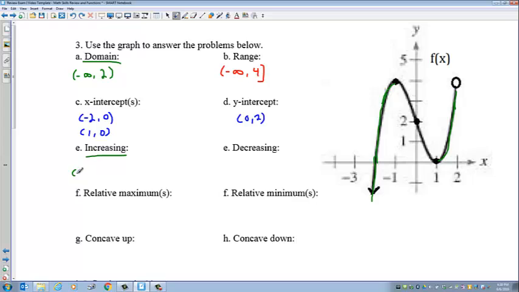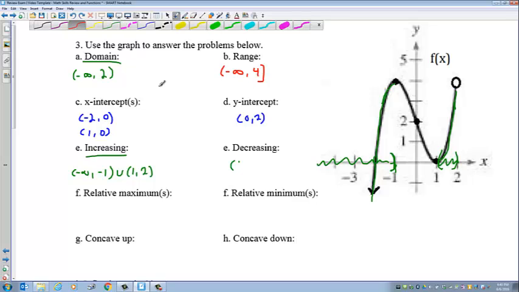So it's increasing from minus infinity, so I go all the way out here, and increasing until I get up to negative 1. So negative 1 in parenthesis, union, so it's not included, that's a parenthesis right there. And then including 1 to 2, because that's where the graph stops, right before 2. So union 1, comma 2. And then decreasing every place else, of course, but you can just draw it if you want.